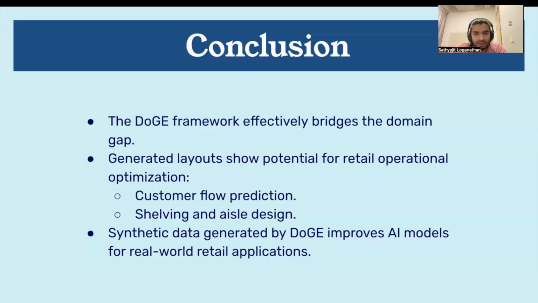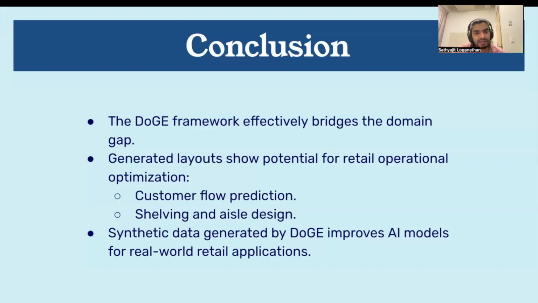And we also understood the potential retail operational optimizations that can be done with the generated images, because now we have store layouts that are very well segmented, with components segmented. These can be used to identify shelving, aisle design, or customer flow prediction, and all this analysis can be done on these images. So that has been enhanced as a part of this. The dataset can be used for such situations. So that's a good conclusion from this research.